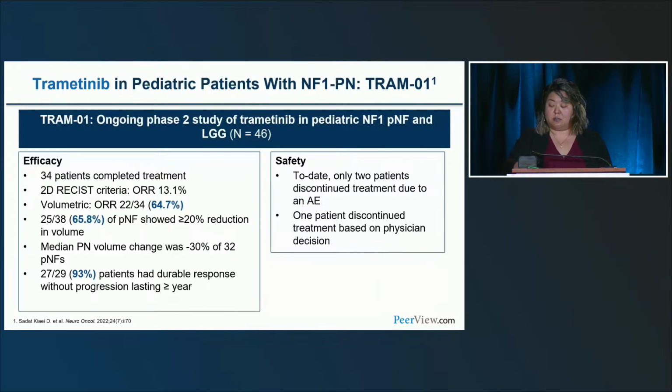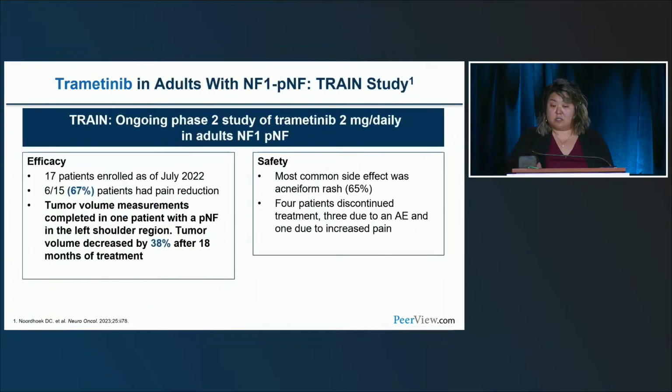So then I alluded to the adult form of this study called the TRAIN study. And so this was a phase 2 of trametinib given in adults with NF1-associated plexiform neurofibromas. This has been a little bit harder to recruit. They have had some pain reductions noted in the results. 67% of their patients have had pain reduction, but in terms of volume metrics, that is still an ongoing process. They do report that in 1 patient with a plexiform neurofibroma in the left shoulder region, the tumor was decreased by 38% after being on treatment for 18 months.